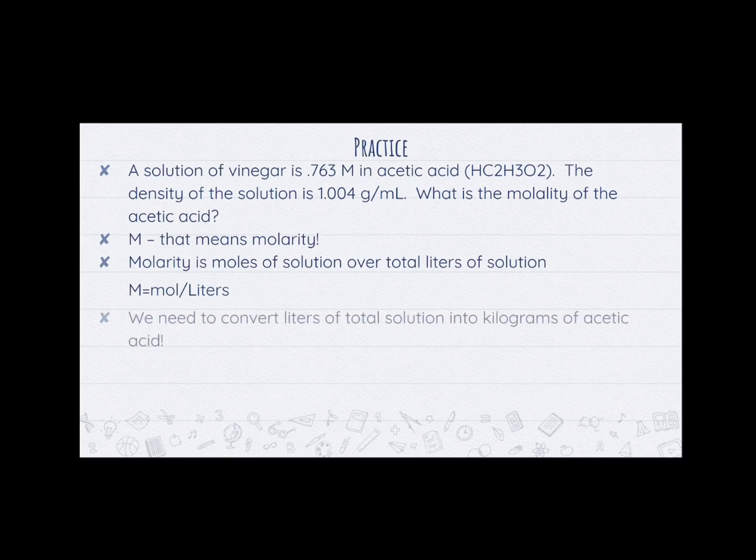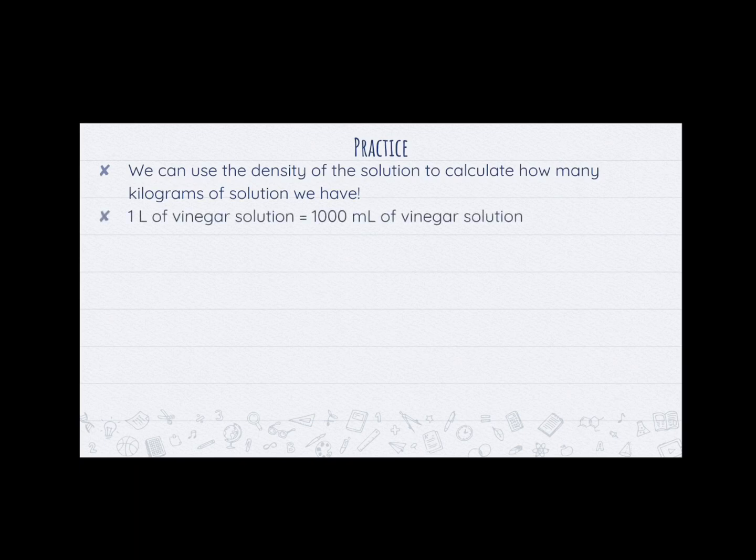The first thing we need to do is convert liters of the total solution into kilograms of solvent. The reason we need to do this is molality is equal to moles of solute over kilograms of solvent, and that's just in your chart that I showed you a second ago. We can use the density of the solution to calculate how many kilograms of solution we have. So 1 liter of vinegar is just 1,000 milliliters. That's just your general conversion.